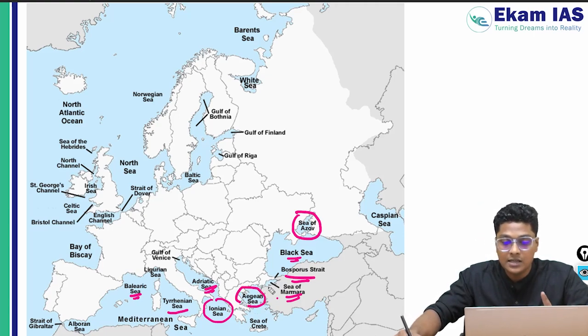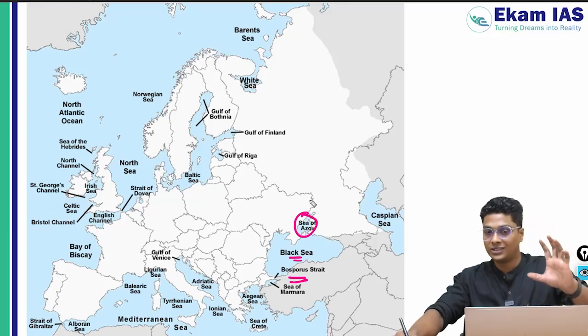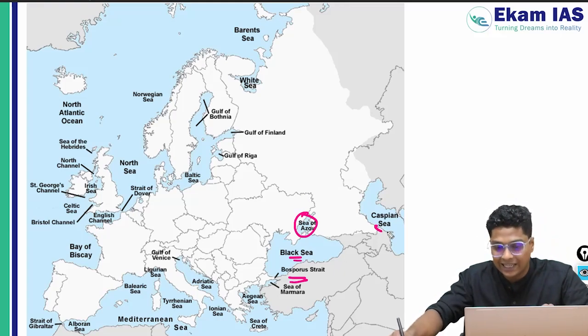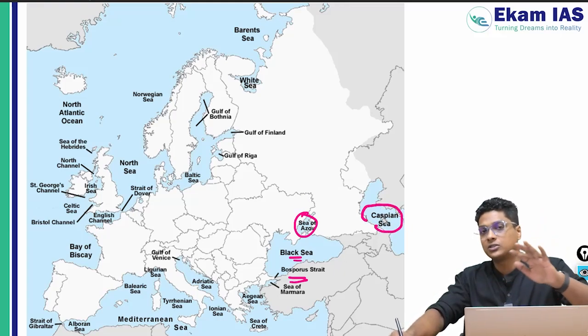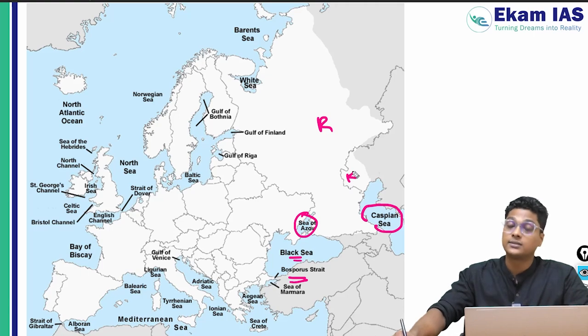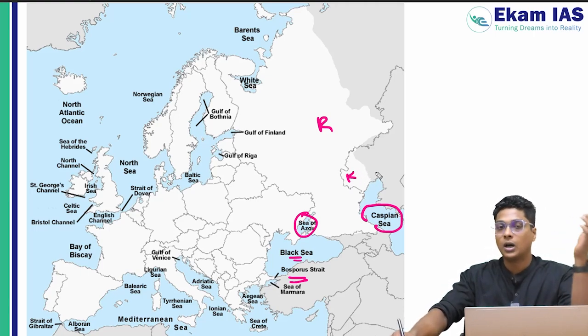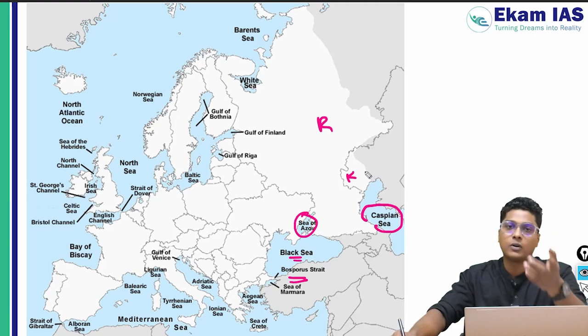Then near the Aegean Sea, we have the Sea of Marmara, which is connected with the Black Sea through the Bosporus Strait. Also, you should understand the Sea of Azov, right? So these are the water bodies here, and one more water body, which is the Caspian Sea. The Caspian Sea is entirely not part of Europe, but regions like Russia, as well as some part of Kazakhstan, are transcontinental countries. So geographically part of Europe, but politically part of Asia.